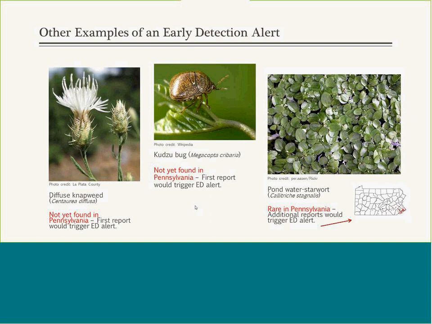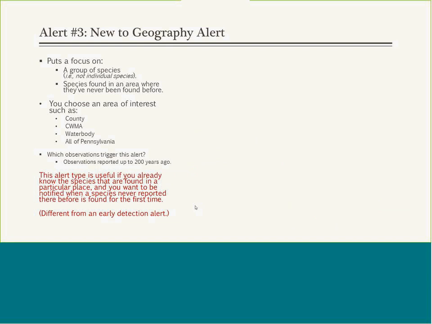You're looking really at those species that are rare or not yet found in Pennsylvania. The next alert type is called new to geography. And this one is a little bit different as far as it puts a focus on a grouping of species. So it's not going to look necessarily at the individual species like the other 2 alerts did. This is going to be more in a group. This is also going to put focus on species that are found in an area that they've never been found in before. I'm going to go a little bit more into detail about what that means. It kind of sounds a little bit like an early detection alert, but it is a little bit different.